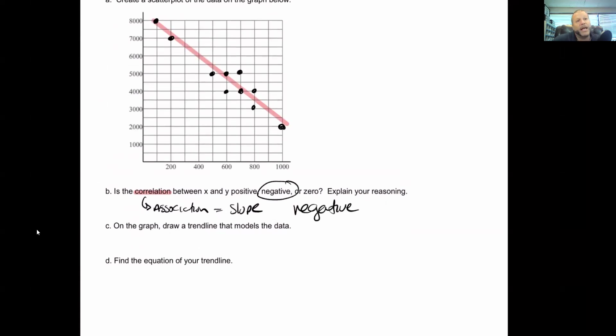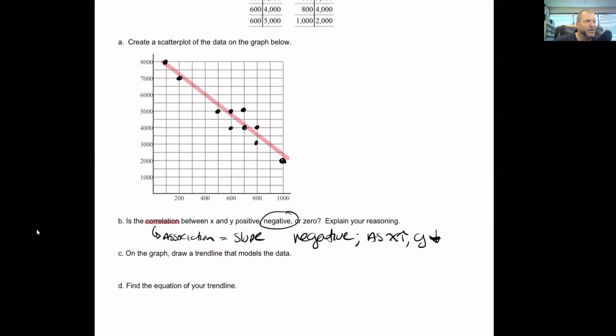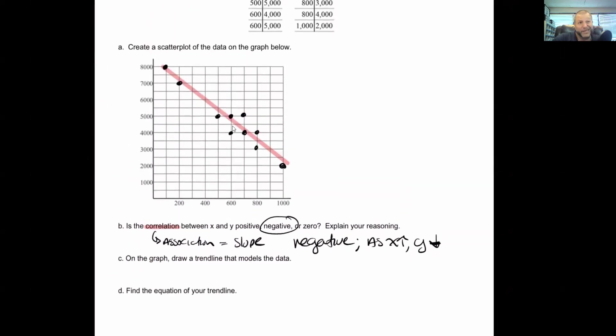Since the slope is negative, we'd have a negative association. And the reasoning would be as X increases, the Y's decrease. Right, so if we wanted a trend line that models this data, that kind of actually works a little bit. So sure, that might be our data, right? So maybe it looks a little more like that or something of that sort, but good enough.